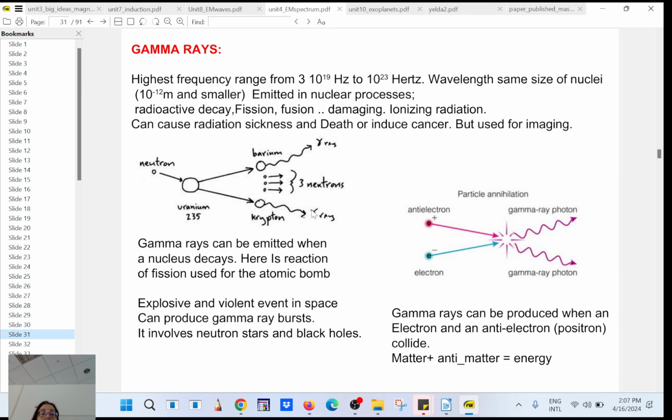In a PET scan, and we already talked about that, if you have an anti-electron and an electron, so it's matter and antimatter, when they meet each other, they're going to destroy each other, annihilate. So matter and antimatter annihilate each other, the mass disappears, and it will give you a burst of energy in the form of gamma rays.